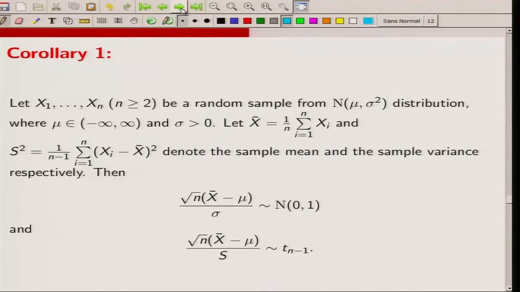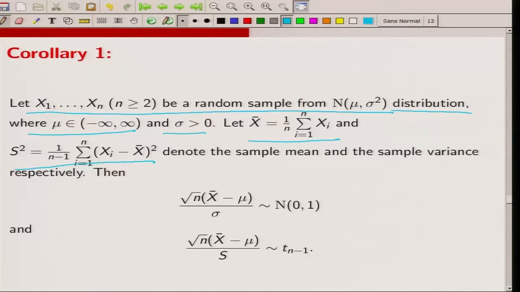Let us do one corollary. Suppose x1, x2, ..., xn is a random sample from a normal(mu, sigma square) distribution, where mu is anything from minus infinity to infinity and sigma is positive. Let x bar be the sample mean, 1 upon n summation i equals 1 to n xi, and suppose s square is 1 upon n minus 1 summation i equals 1 to n of (xi minus x bar) square, which we call the sample variance. Then root n (x bar minus mu) by sigma goes to normal(0, 1), and root n (x bar minus mu) by s goes to T n minus 1.